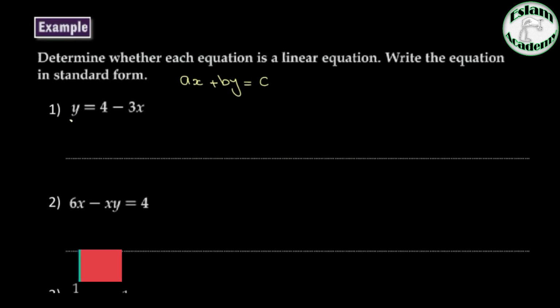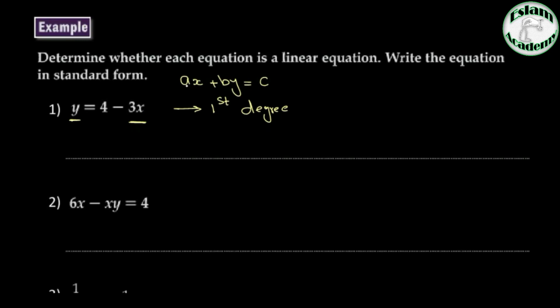You will find that y is raised to the power 1 and x is raised to the power 1. It means this equation is of the first degree. So that is the first condition that we have. It's written in the first degree. So the relation between x and y is a linear equation.